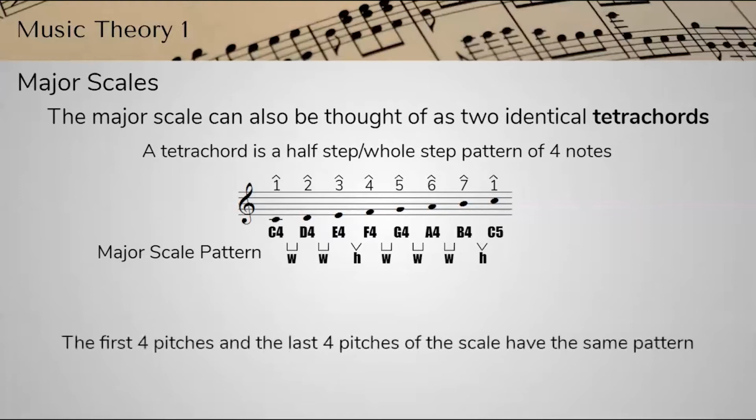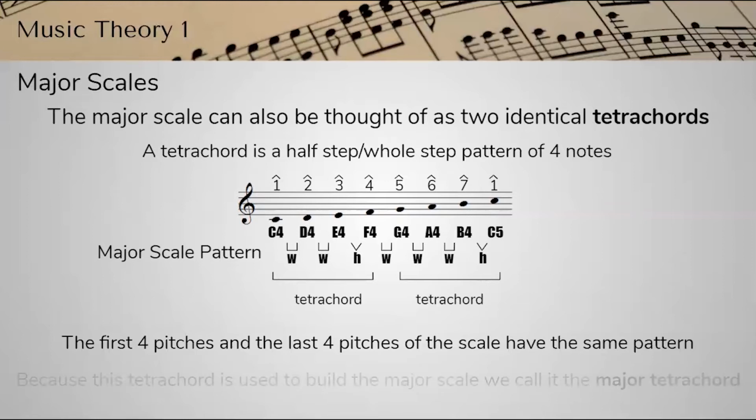Okay? So you can see that the first 4 pitches and the last 4 pitches of the scale have the same pattern of half steps and whole steps. So you can see there the first 4 notes go whole step, half step. The last 4 notes go whole step, half step. So those are identical, and they are separated by a whole step in the middle. So that's another way you can think about the construction of the scale. It's a little bit quicker way.